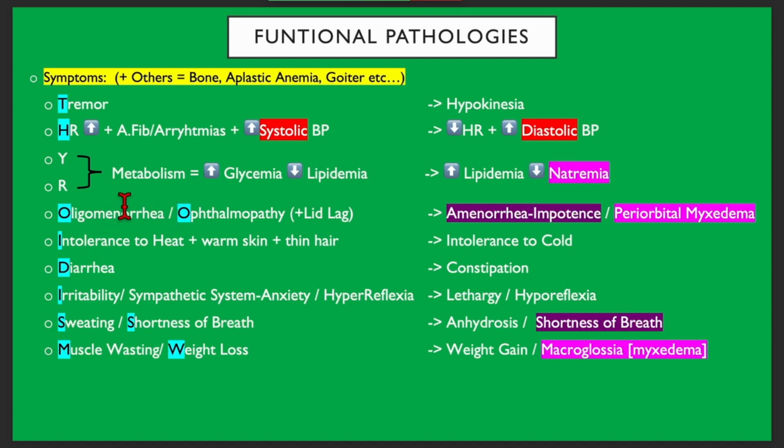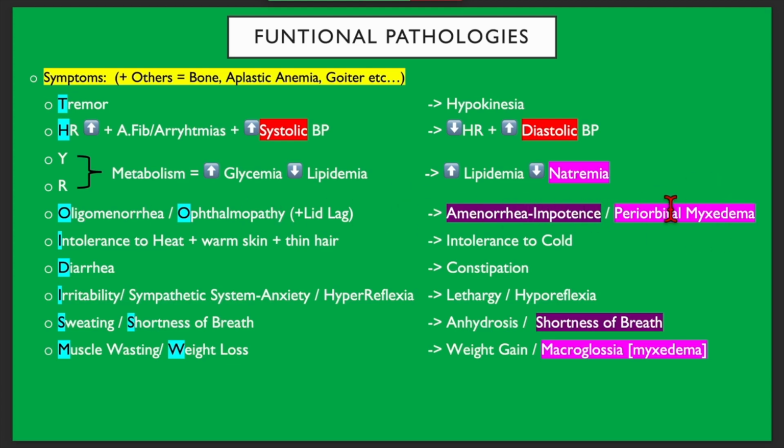Oligomenorrhea, which means that your menstruation is happening less often, is going to become amenorrhea, so not at all. And in men, it's going to become impotence. The reason is that in hypothyroidism, you have higher TSH all the time, trying to stimulate the thyroid to come back to normal. But this TSH is also affecting the prolactin, and the prolactin is important for the reproductive organs. So both hyperthyroidism and hypothyroidism affect the reproductive organs. That's why your thyroid should be fixed if you want to be fertile.